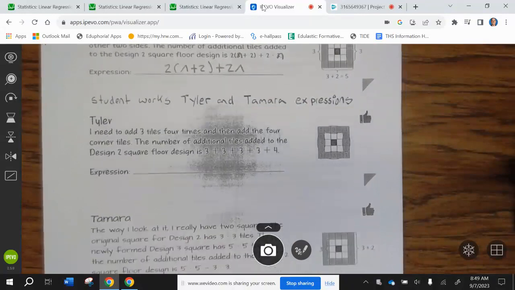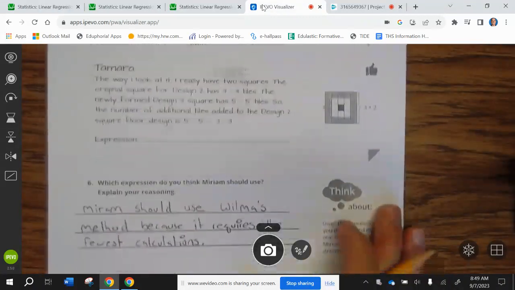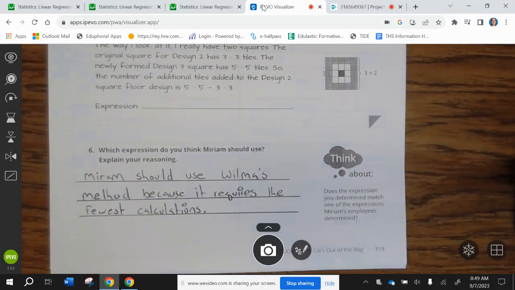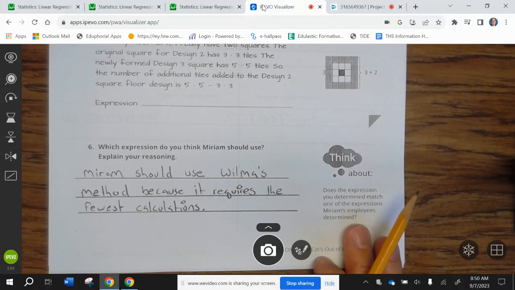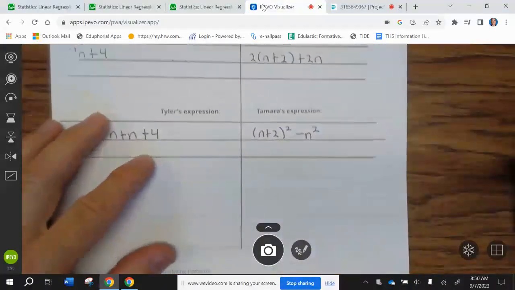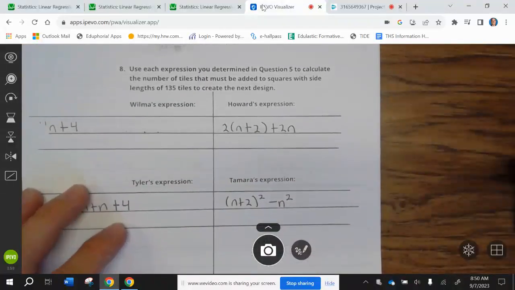All right. Students work Tyler and Tamara's expressions. All right. Once you've worked those, you'll see that which expression do you think Miriam should use? Explain your reasoning. Miriam should use Wilma's method because it requires the fewest calculations. All right, let's take a look at the next page. All right, we're going to skip 7, and let's take a look at 8.